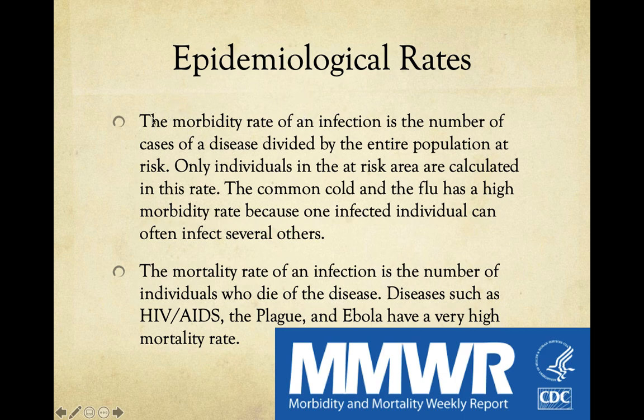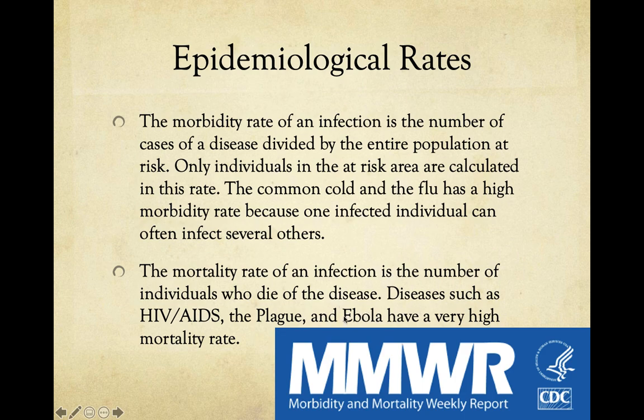Lots of people get the flu, lots of people get the common cold, but nobody really dies of it. So a very high morbidity rate, easy to transmit, easy to get, but a low mortality rate, nobody dies. And then things like HIV have a very high mortality rate, but a very low morbidity rate. You will pretty much die of HIV.